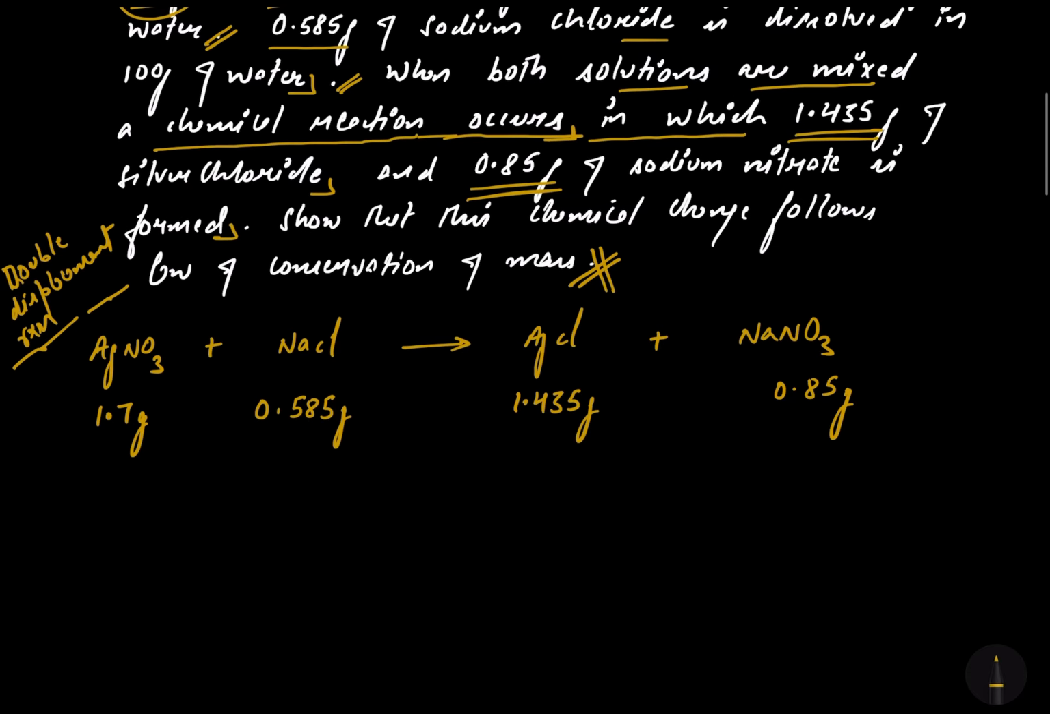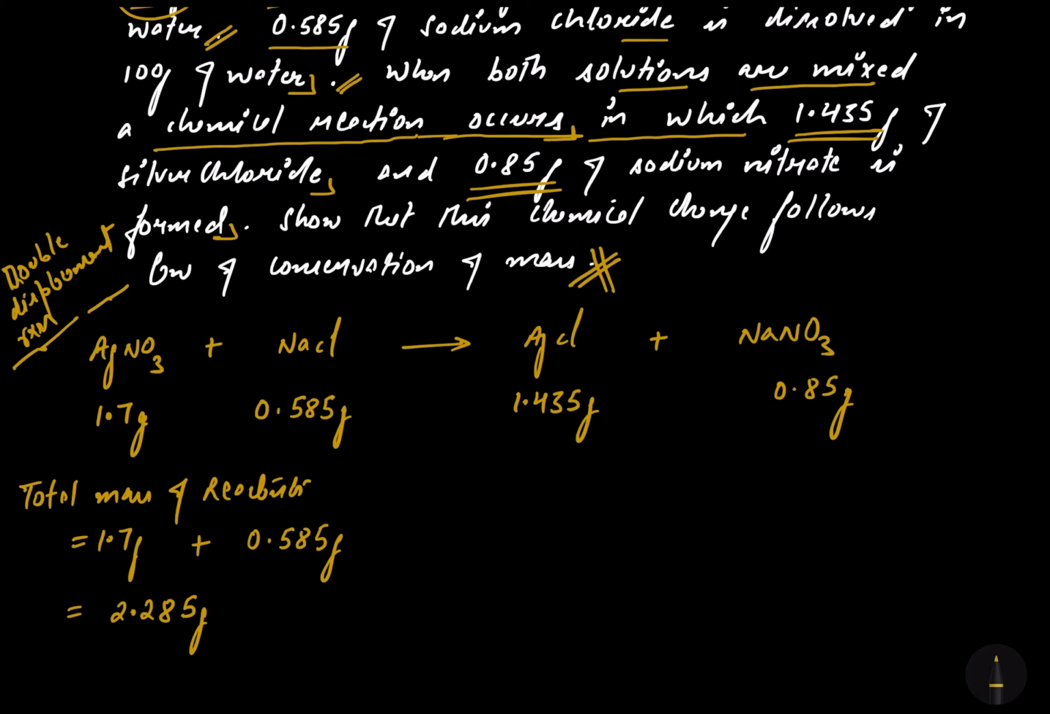So let us calculate the total mass of reactants. It comes out to be 1.7 grams plus 0.585 grams. So it comes out to be 1.7 plus 0.585. It comes out to be 2.285 grams. So let us talk about the products.